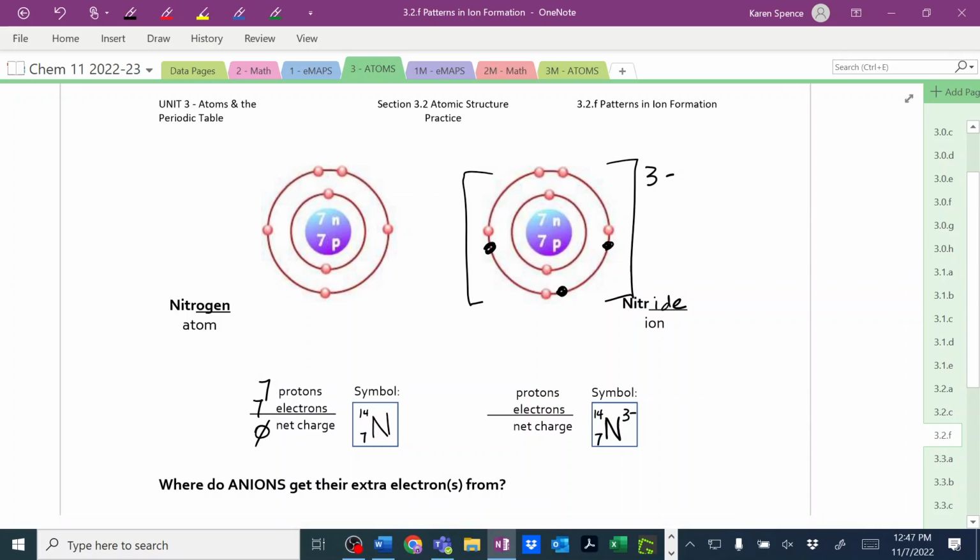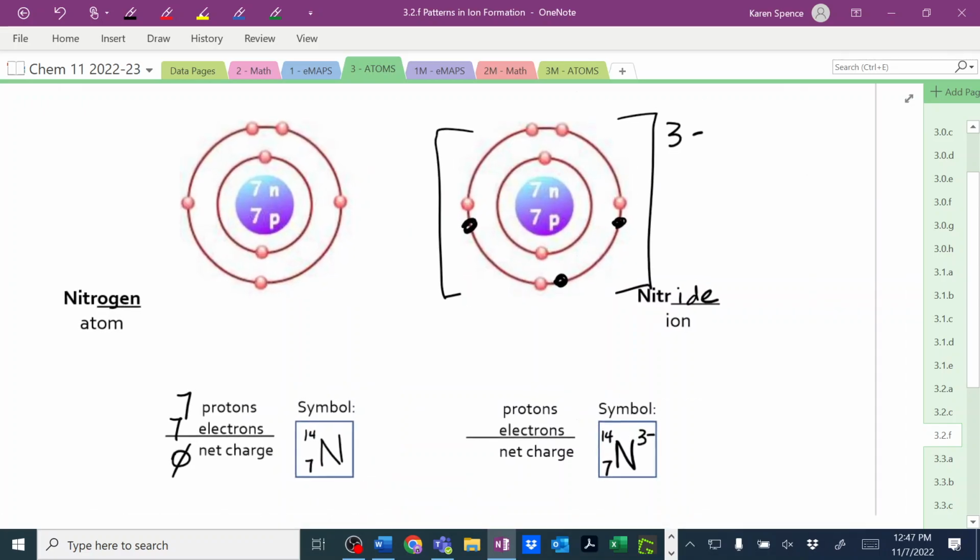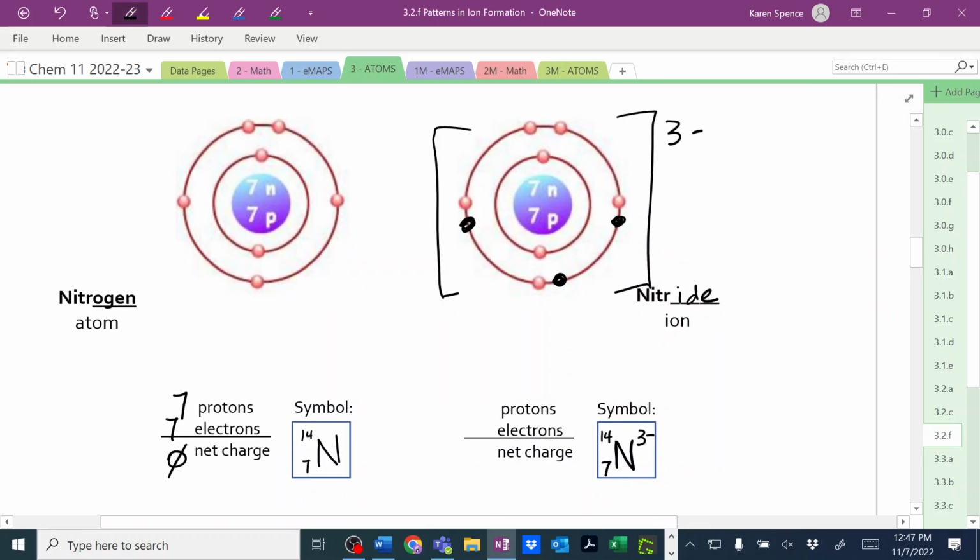Now, hopefully your structure looks something like this. We went from having 7 protons and 7 electrons to having 7 protons and 10 electrons. So our net charge became -3. All right.